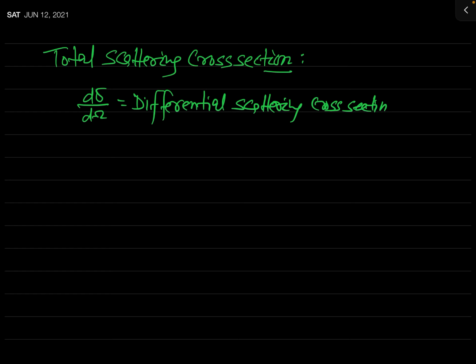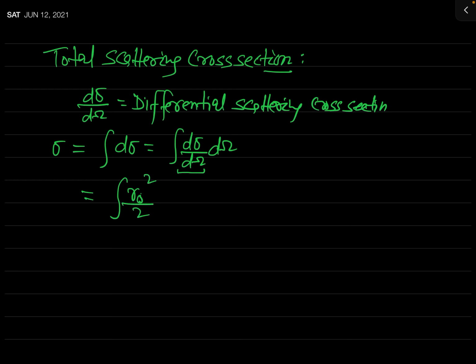Now the total scattering cross section, we denote it by sigma. You can see this sigma can be written as the integral of dσ, which can be written as dσ/dΩ dΩ. Now in the case of an unpolarized wave, what is the value of this differential scattering cross section? You have seen just now. This is simply r₀² over 2 times (1 + cos² φ). This is dσ/dΩ.